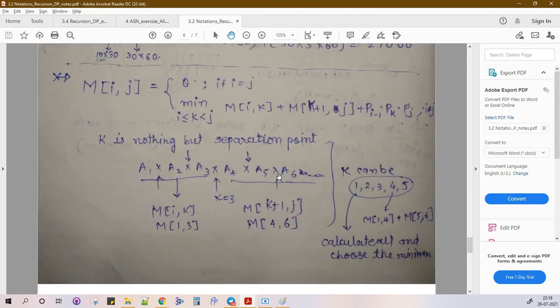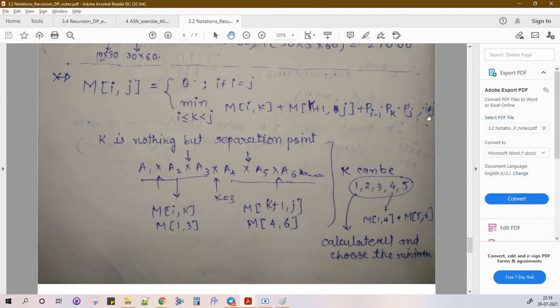So what is the problem in hand? I have A1, A2, A3, A4 up to Aj. So from i to j, I have my matrix chain, and I want to find out the cost. So the multiplication cost Mij is nothing but 0 if i equals j. What is i equal to j? That means A1 only. If you have one matrix, what will you multiply? So the cost is 0 if i equals j.